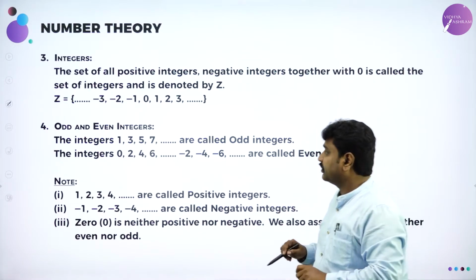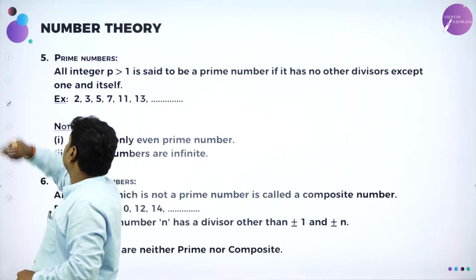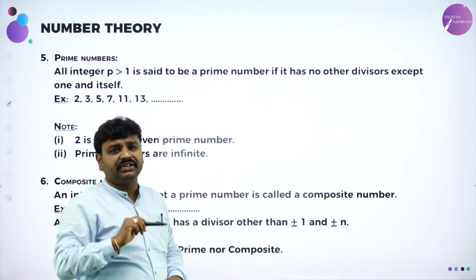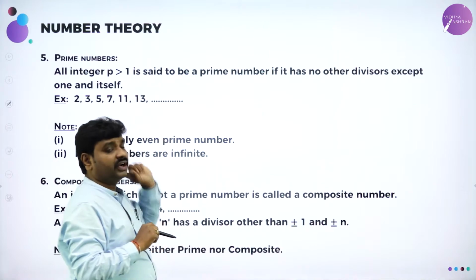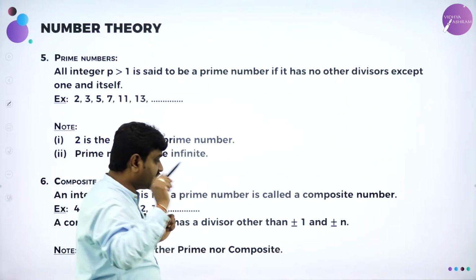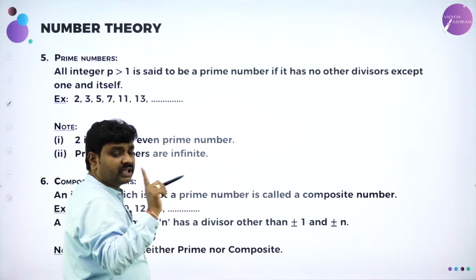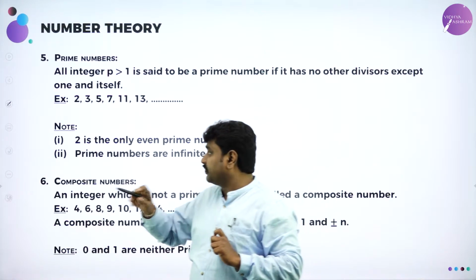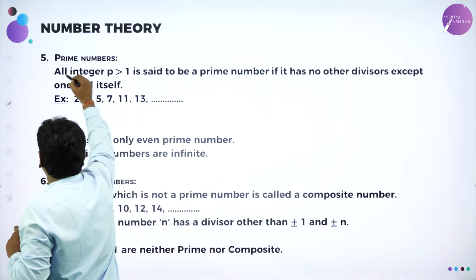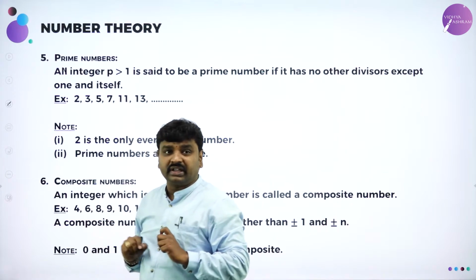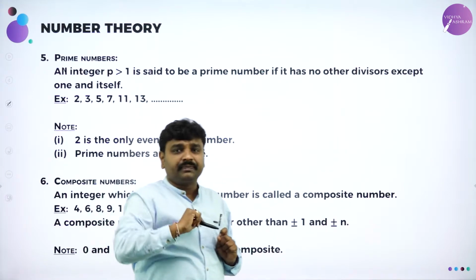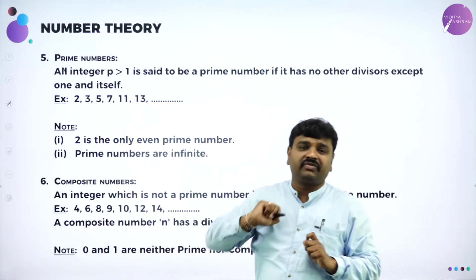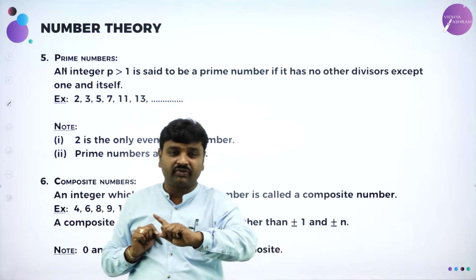And other than that, we have an important concept called prime numbers. What are prime numbers? An integer p greater than 1 is said to be a prime number if it has no divisor except 1 and itself. It should have no other divisors except 1 and itself.